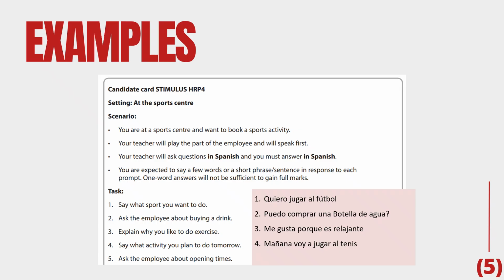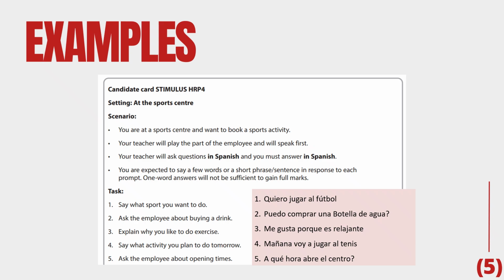And 5, ask the employee about opening time. So we saw this question earlier. I've gone for a qué hora abre el centro, because I'm at the sports center. Okay, so that, for me, was the easiest way. You could have said el polideportivo or a different word for sports center. Okay, so those are my examples for that question.